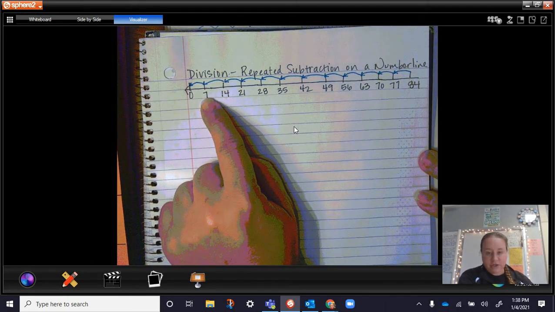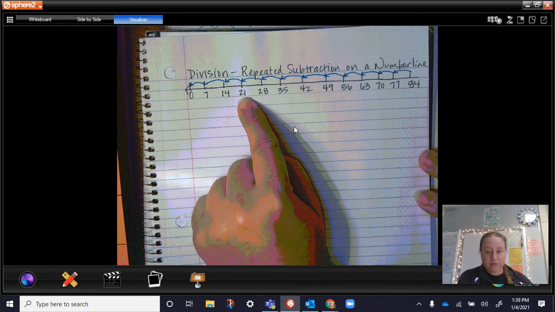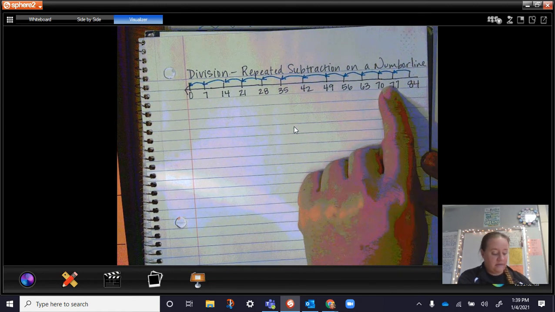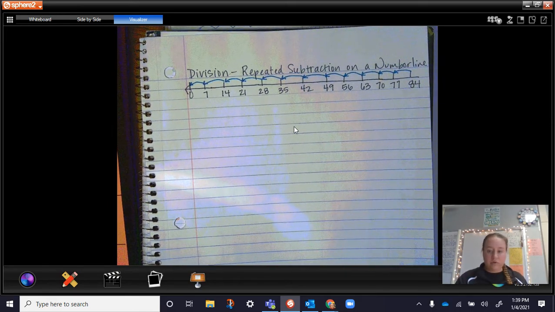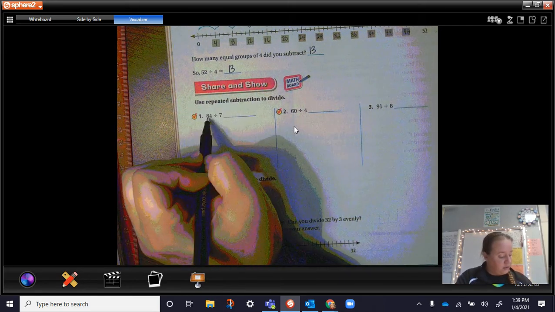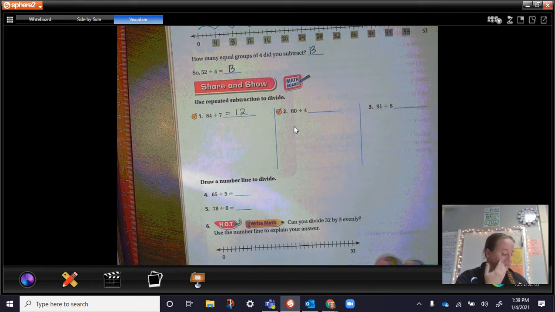So every time I did a jump, that was one group of 7, 2 groups of 7, 3 groups of 7, 4, 5, 6, 7, 8, 9, 10, 11, 12 groups. So since I was able to pull out 12 groups of 7, that means that 84 divided by 7 is equal to 12. Okay. So there's some more problems on here where you're doing examples of that. You can use your notebook.